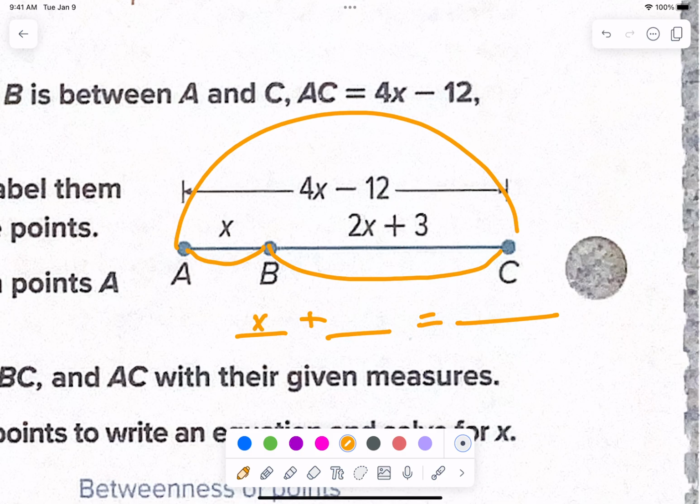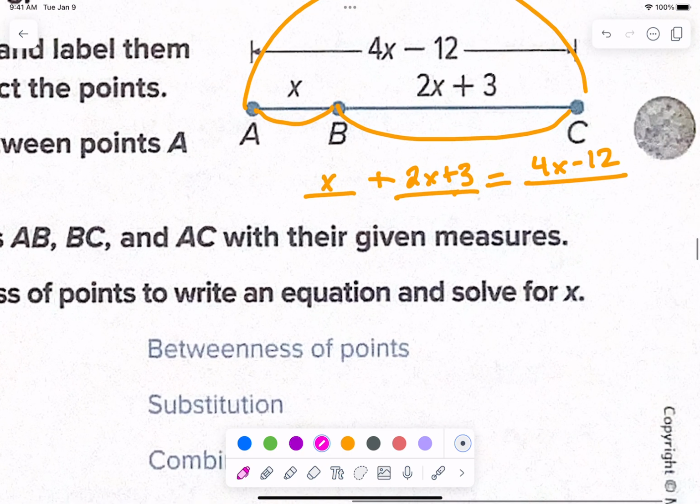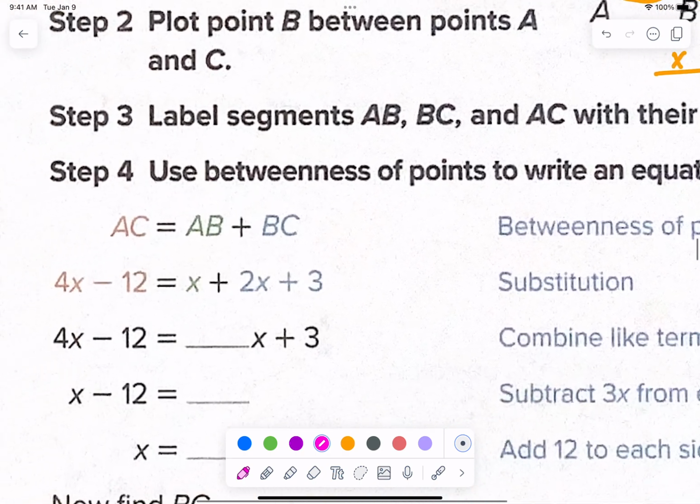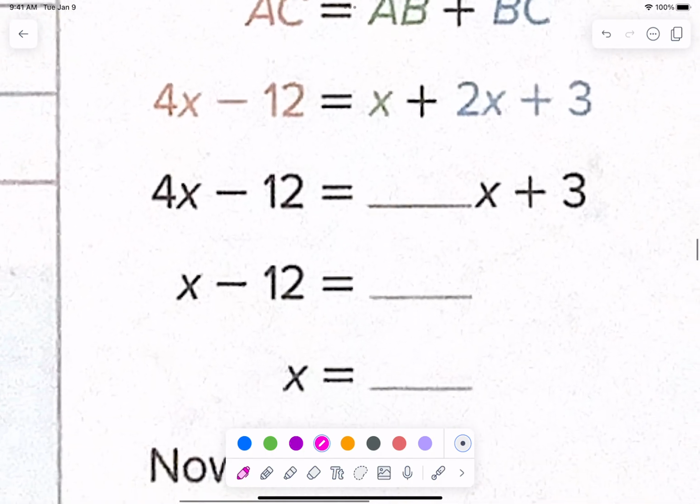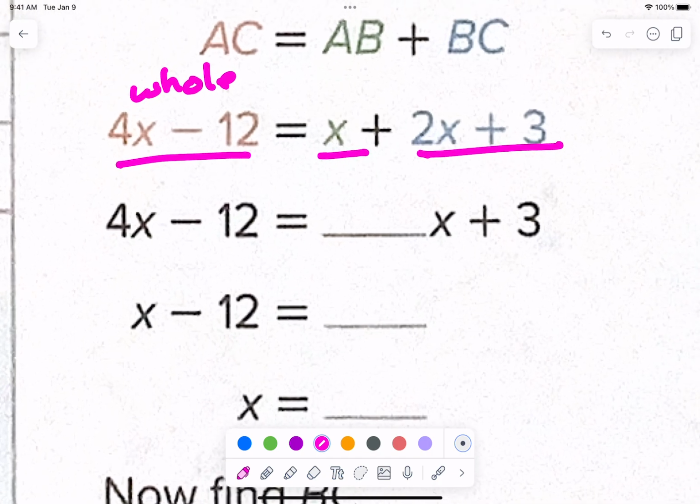X plus 2X plus 3 is the other chunk, equals 4X minus 12, yeah? Okay, now they have it written right here. Can I move down over here? Down over here, we'll follow the steps. So this is the whole piece. X was one piece, and then 2X plus 3 was the other piece, right? We're adding those together. Okay, so down over here.